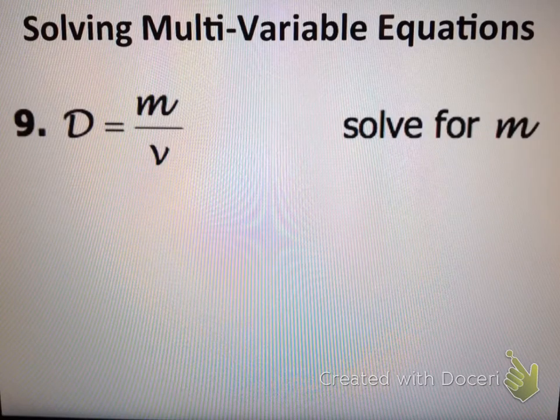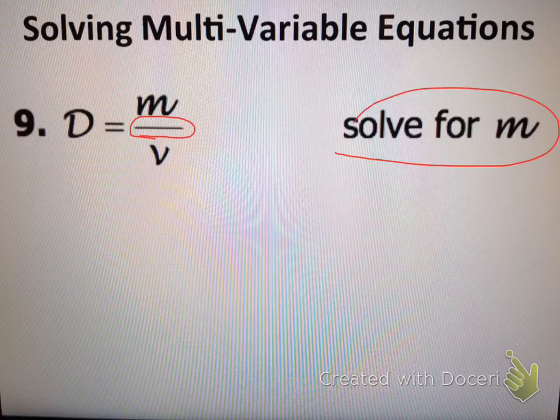With number 9, we again have just one step that we need to solve this equation. The reason I'm going to work this one out is because some of us are still struggling with the fraction bar and what it actually means. So, what we're doing in number 9 is solving for m. What we need to do is isolate m by itself. What the fraction bar means in this problem is division.